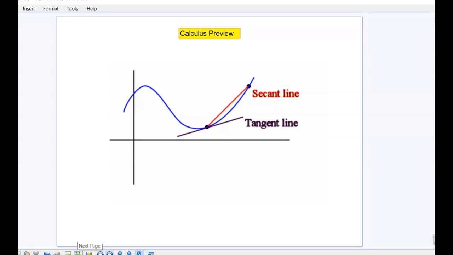Now, a little preview for calculus. In calculus, we are often trying to figure out the slope of a tangent line, and sometimes we also look at the slope of a secant line. So slope is something that you're going to see much later on in other math courses, and it's actually quite an important part of calculus.